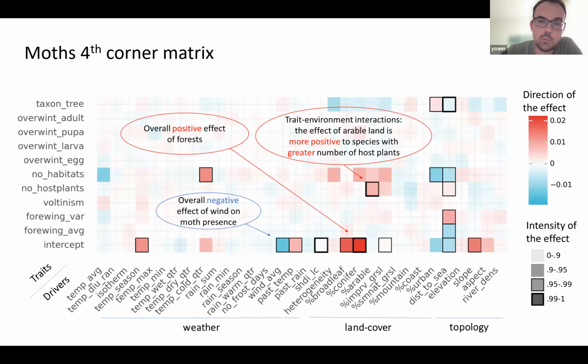Sometimes they're a bit more tricky to wrap your head around, but here, if we take this one, it's positive. It's between arable and the number of host plants. So it's basically saying that the effect of arable land is more positive to species with a greater number of host plants. So that's kind of saying that generalists are a bit more suited to agricultural environments, and that's something we know about.